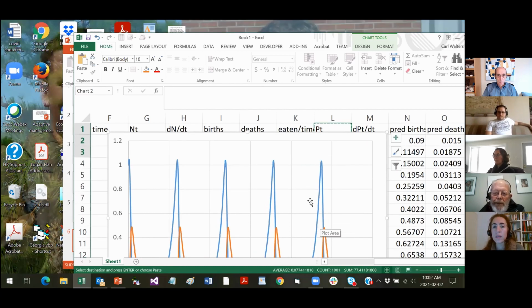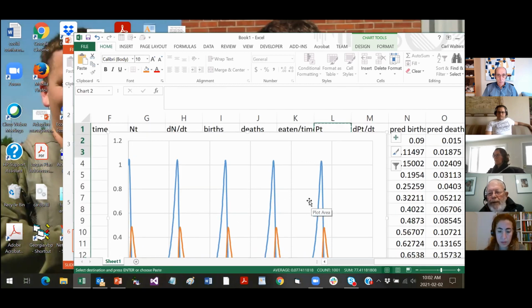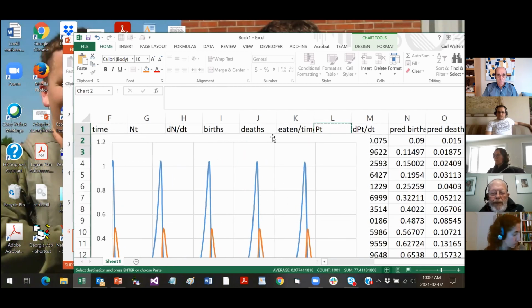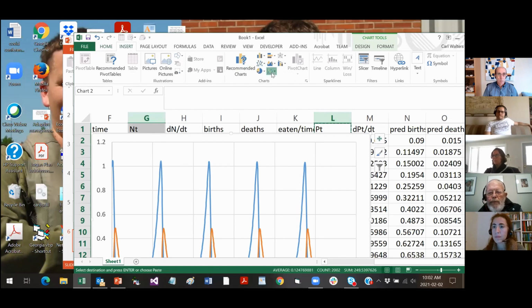It turns out that this is the only time pattern that the Lotka-Volterra model, as this is now called, can predict if there's no density dependence anywhere in the system. It just predicts persistent oscillations. Another way to show this is if I select the prey column and the predator column, both of them, and I insert an XY chart.